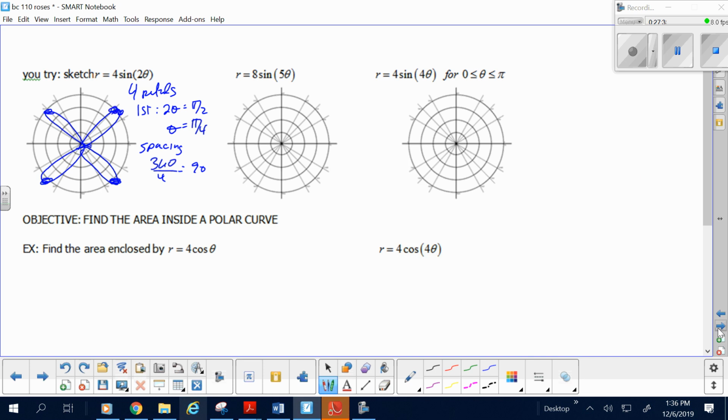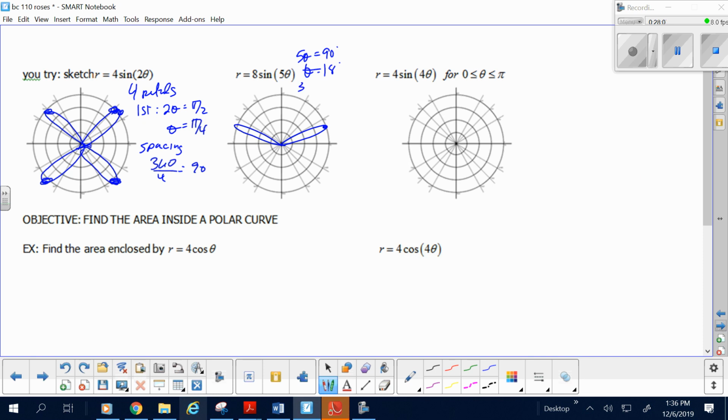Is that about what yours looks like? Kind of an X shape? All right, cool. 5 theta. Where's the first petal? This one's a little harder here. Let's use degrees. 5 theta equals 90 is where our first petal is, yeah? So where's the first? 18 degrees. 18 degrees would be in here somewhere, yeah? And by symmetry, there'd be a copy over here.